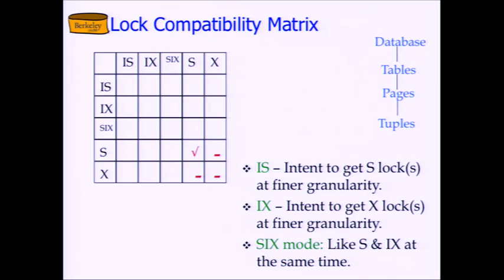What's left? S and IS. I want a shared lock on all the tuples, and you want a shared lock on some tuple. It's all shared, right? So that's good. X and IS. I want an exclusive lock on everything. You want a shared lock on something. Yes or no? No.